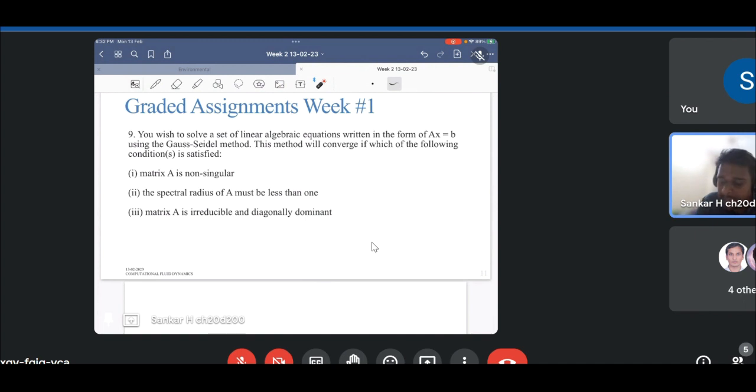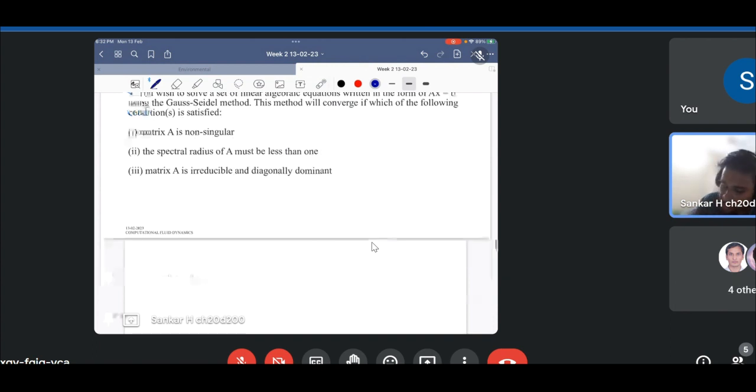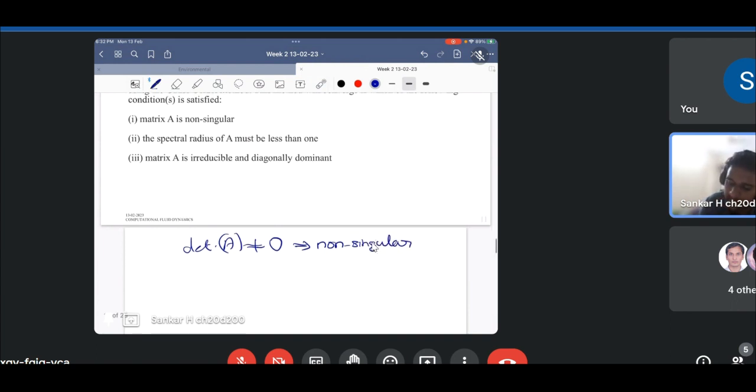Moving on to the next question. We are solving a set of linear algebraic equations written in the form of Ax equal to b using the Gauss-Seidel method, and we are checking the conditions for which the method will converge. The first condition is that matrix A is non-singular, and non-singular means the determinant of A is not equal to 0. We'll move on to the second point, then we'll come and discuss the answer.